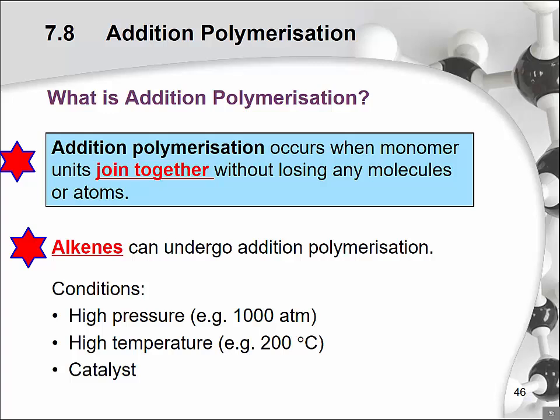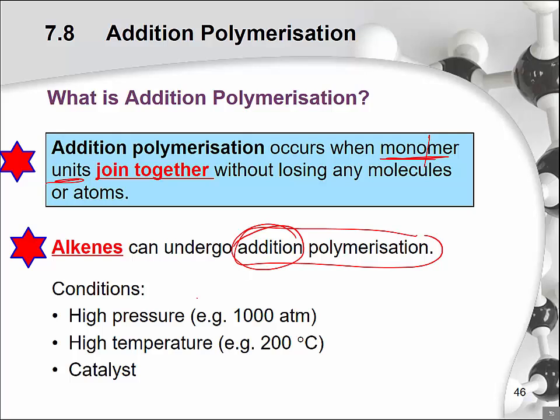Now the process, addition polymerization, occurs when monomer units, mono means one, mer means small units, join together without losing any molecules to form a large polymer. So alkenes can undergo addition polymerization. Now do you realize that this is an addition reaction? Just now previously we learned about addition of hydrogen, addition of bromine. Now we learn addition of itself. It adds to itself. So when all the alkenes, the ethenes, join together, it forms polyethene.